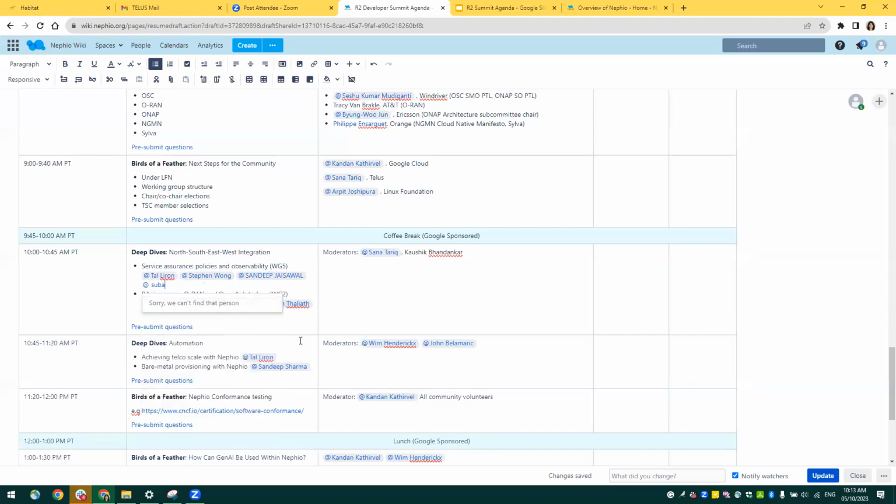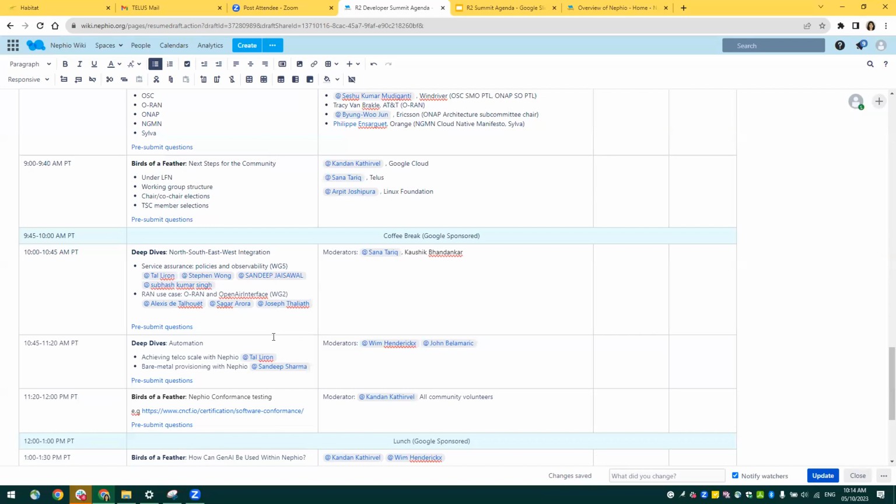Okay, thank you. Sorry, I have my hand raised and I have a suggestion here. There are really 2 topics. One is observability with Sandeep and Stephen, and one is service assurance with Tal and Subhash. Should we have 3 topics here instead of 2?